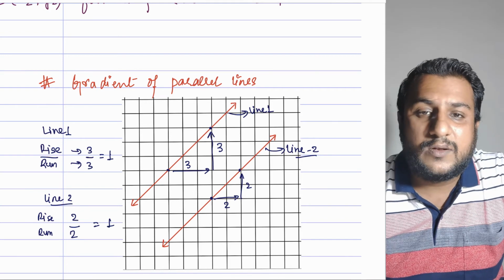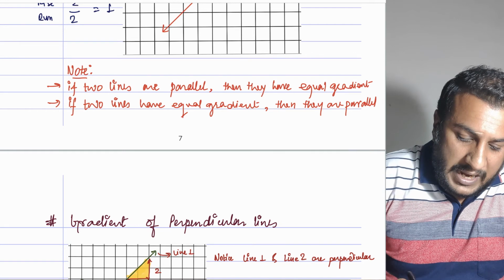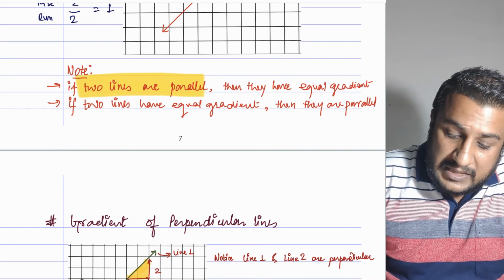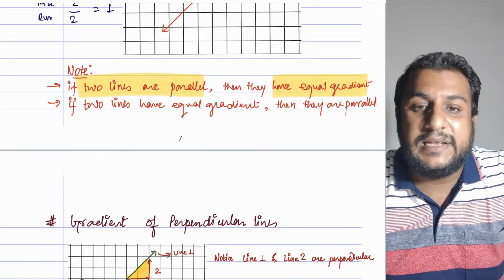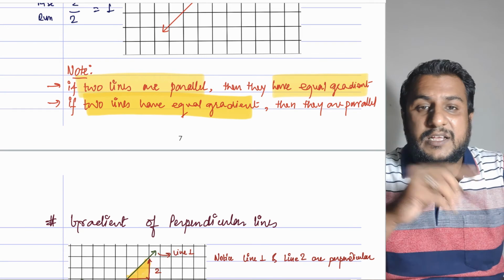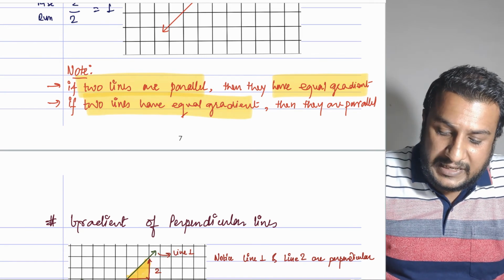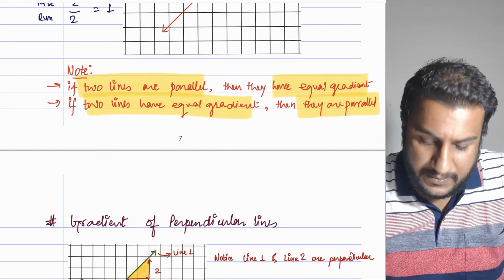So what we can conclude over here is, if 2 lines are parallel, then they have equal gradient, or you can say the gradient of parallel lines is always equal. Now the other way around, if 2 lines have equal gradients, which means they are parallel. Clear? This part? Okay.